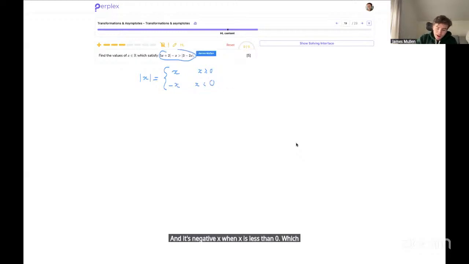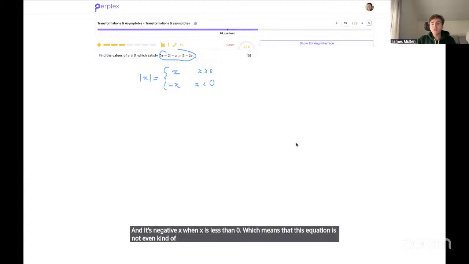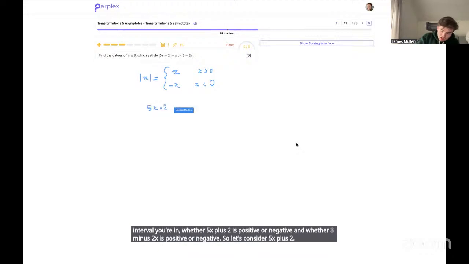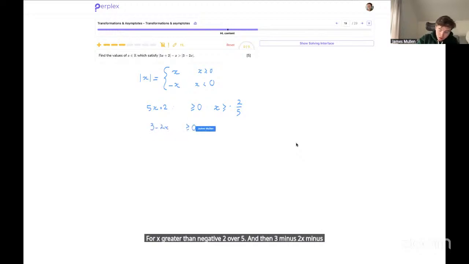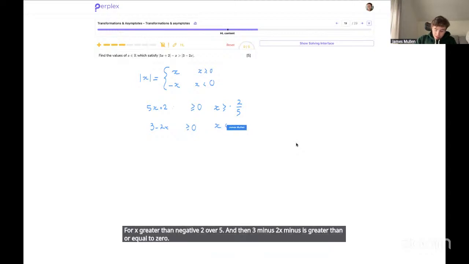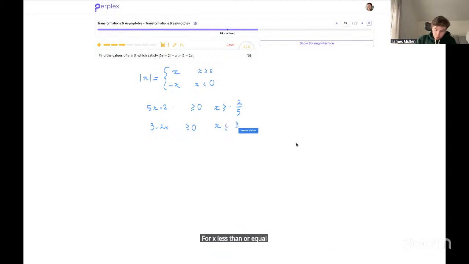Which means that this is not even just one equation, it's actually three equations depending on which interval you're in, whether 5x plus 2 is positive or negative, and whether 3 minus 2x is positive or negative. So let's consider 5x plus 2, which is going to be greater than or equal to 0 for x greater than negative 2 over 5, okay? And then 3 minus 2x is greater than or equal to 0 for x less than or equal to 3 over 2. All right?